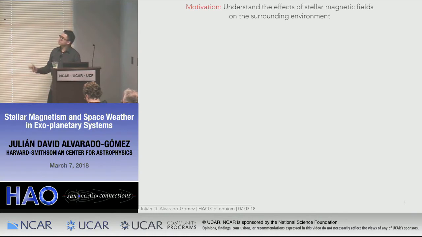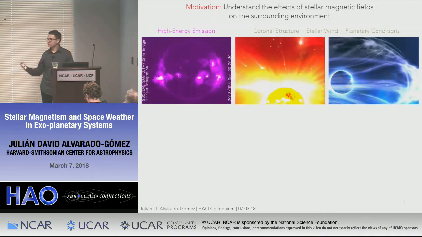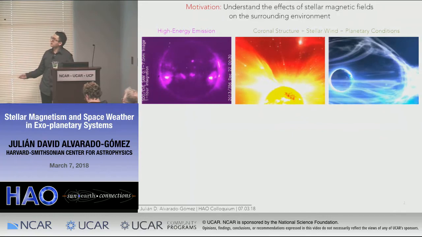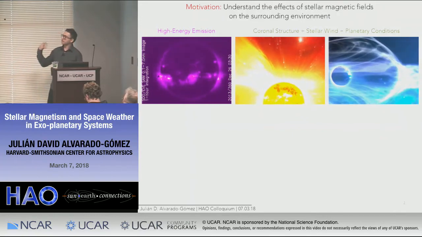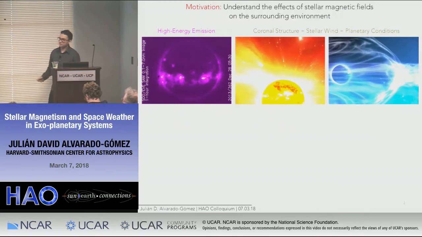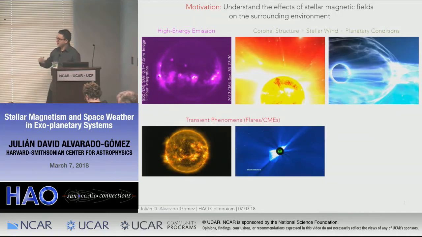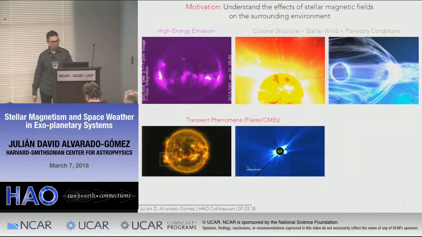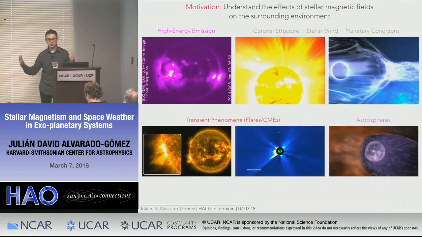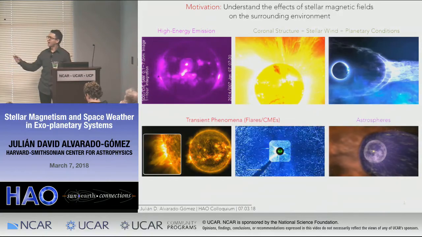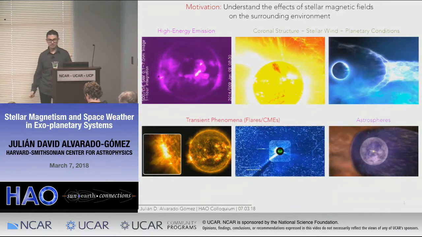So just before we start, a little bit on the motivation, and we want to understand kind of the environmental effects from the magnetic fields of stars. When I talk about environmental effects, I'm talking about all these things here: the high energy emission from the star, coronal structure, the stellar wind, the interaction with the planetary magnetospheres, if they have some, transient events such as flares, coronal mass ejection, and all the way to the edges of the solar system, or the stellar system in this case, in the so-called astrospheres, the stellar equivalent of the heliosphere.